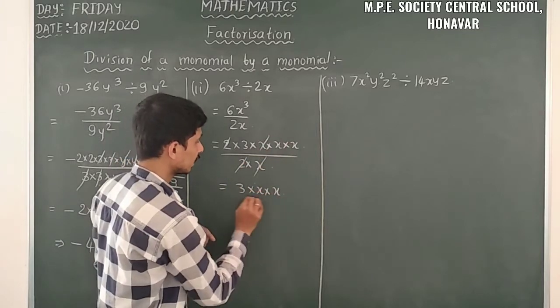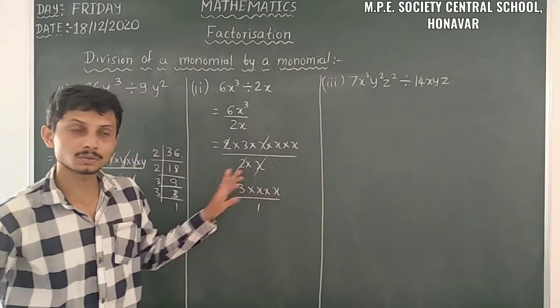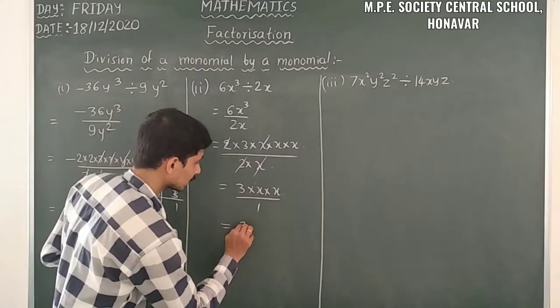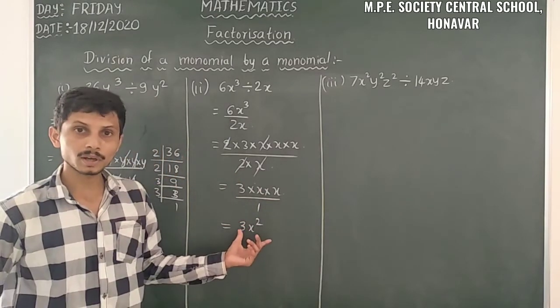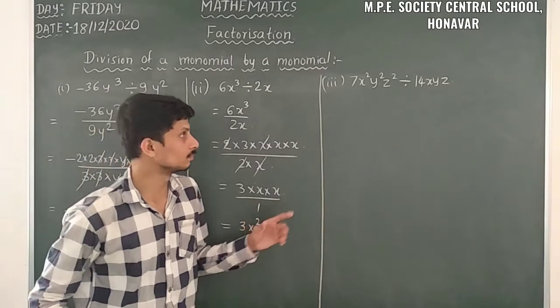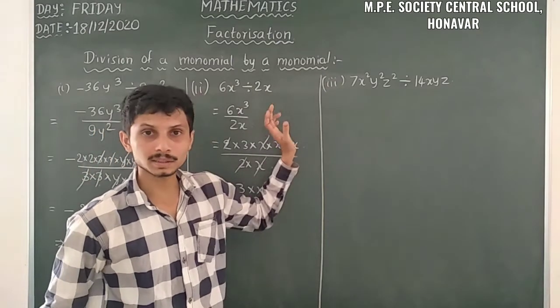2x and x, and then here only 1, so there are no terms remaining. That is 3x square, the answer. So here we have the answer, that is 3x square. Yes, so let us move on to the next one.